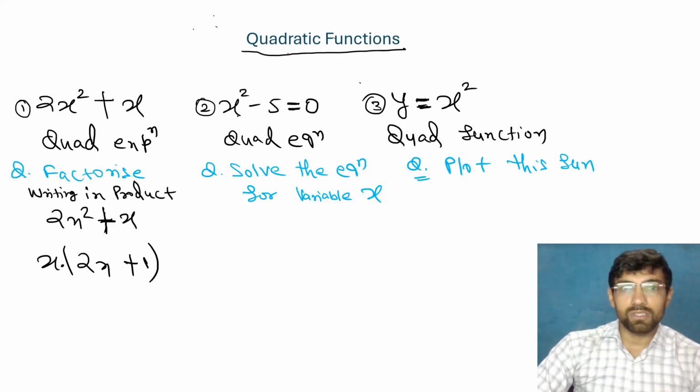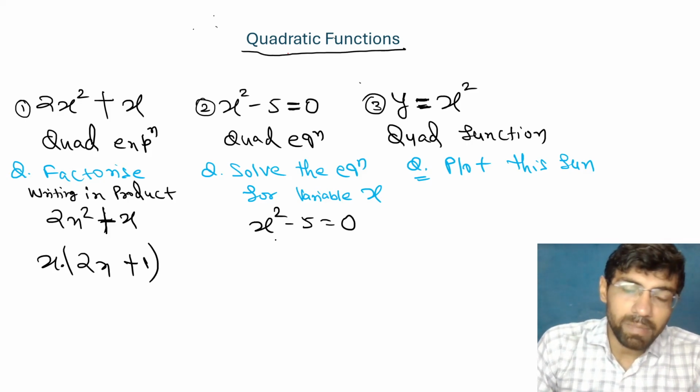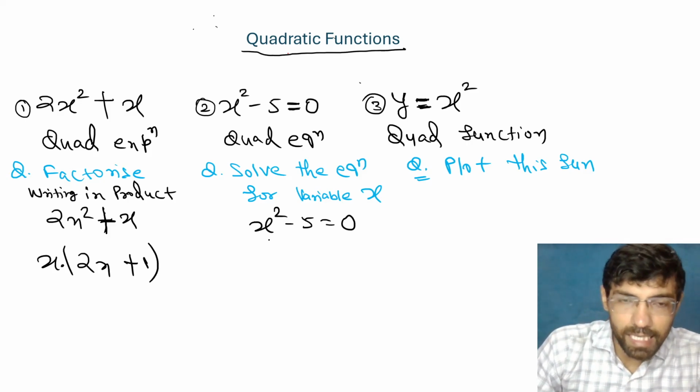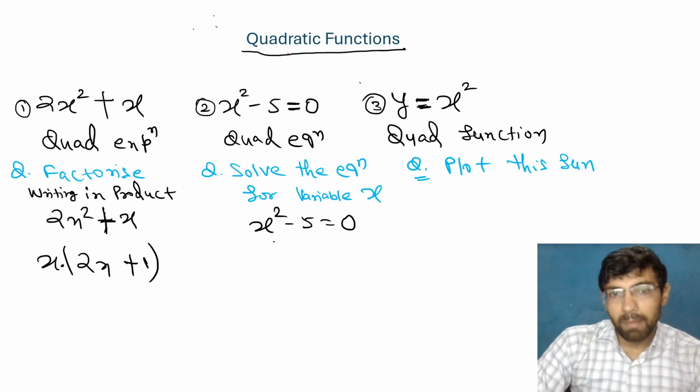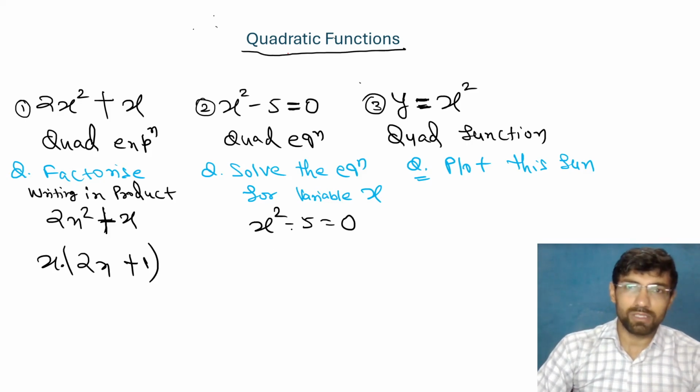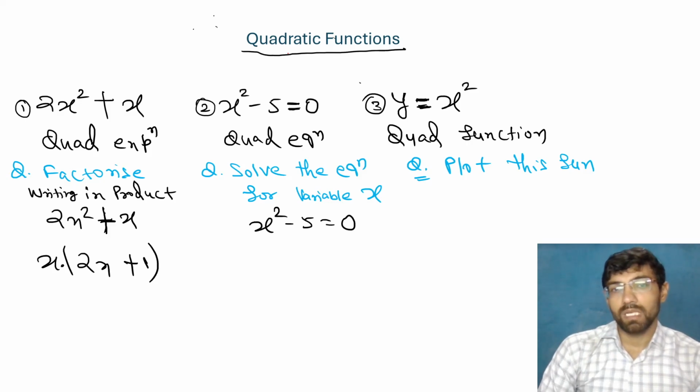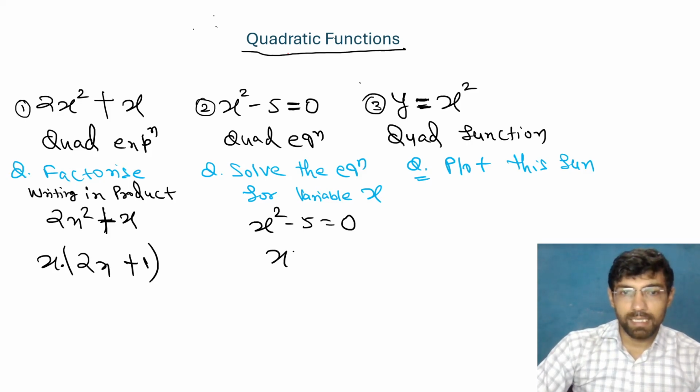What about the second one, solving this quadratic equation? My quadratic equation here is x square minus 5 equals to 0. Solving any equation means finding the value of x such that it satisfies the equation. My LHS should be equal to RHS. Solution means this only. So this is quite simple, I think. If I shift minus 5 to that side, we can solve it that way also. So I will explain two approaches.